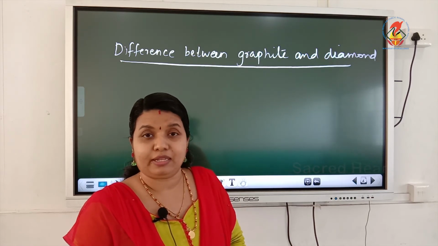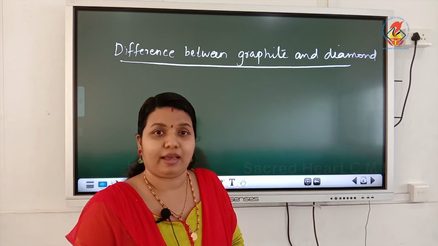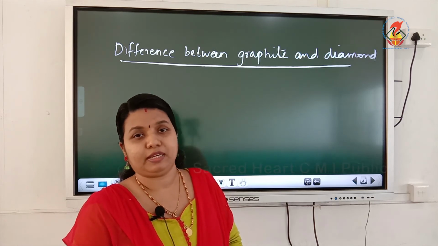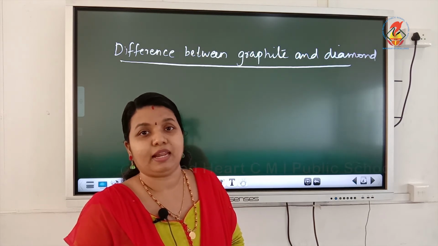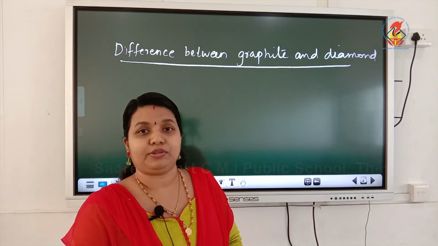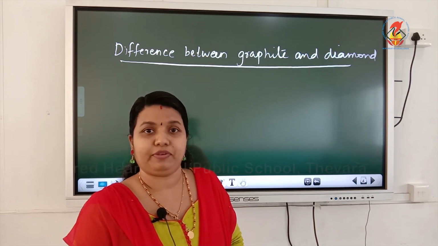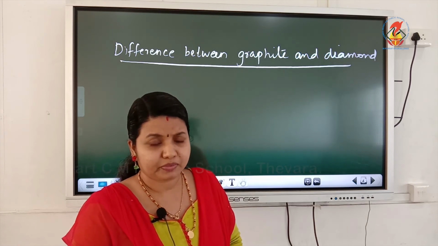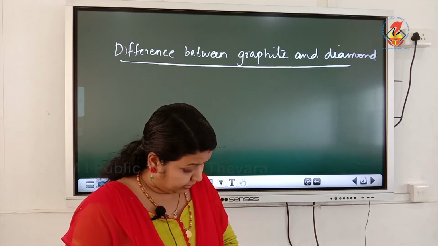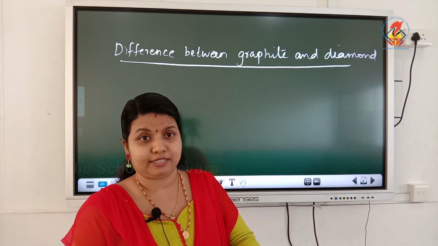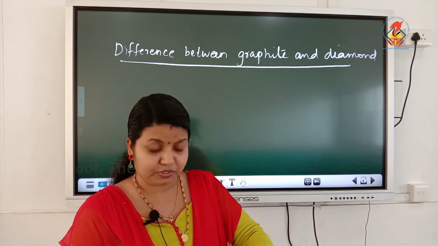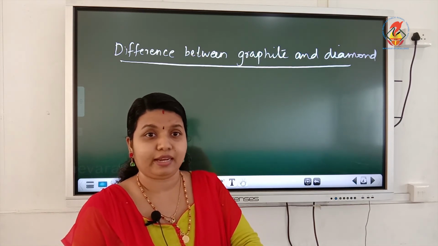But they differ in the manner in which carbon atoms are arranged in them. The allotropes differ in the manner in which carbon atoms are arranged in them. That is the reason for the difference in the physical properties of graphite and diamond. You can see in your textbook, page number 61, the structures, the difference in the manner in which carbon atoms are arranged in graphite and diamond.